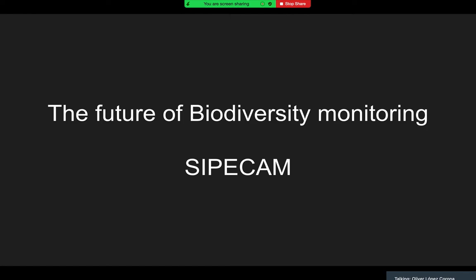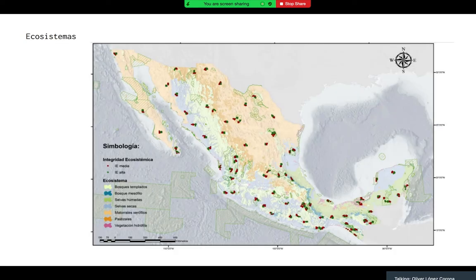But in this exercise, we have learned a lot, and we have discovered that there are some flaws in the national biodiversity monitoring system, mainly because of the lack of sufficient time frequency monitoring. So we are now implementing a new large scale and long-term ecological experiment in Mexico called the CIPECAM, that, as its predecessors, covers all the territory and also all ecosystem types.